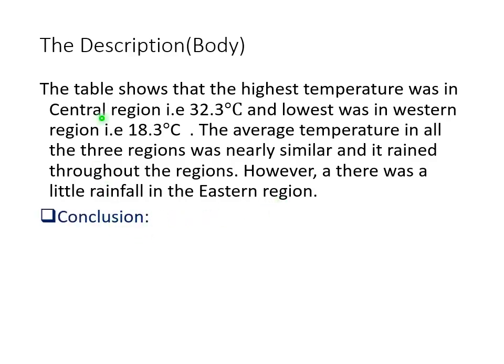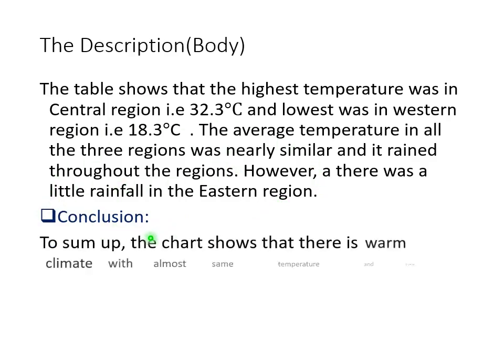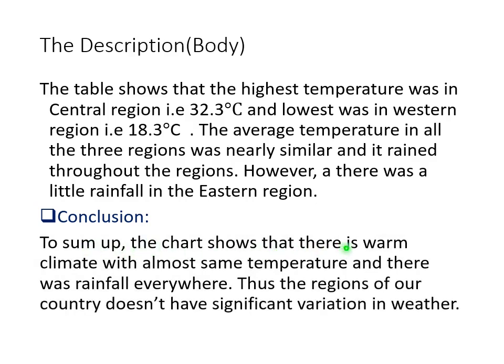Conclusion now. You can make other comparisons too, but this much is okay. To sum up, the chart shows that there is a warm climate with almost the same temperature and there was rainfall everywhere. You can make sense that there was a warm climate, but if you directly look at the chart, you can say that too. Thus, the regions of our country don't have significant variation in weather. That is your opinion. That's always important, even in essays too. So in this way, you can write an interpretation of the chart and diagram.